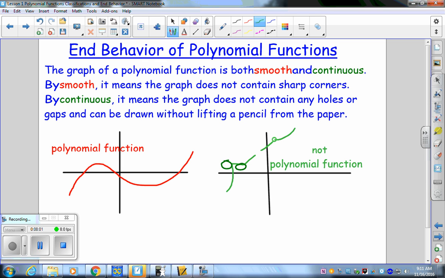And by continuous, it means a graph does not contain any holes or gaps. We will look at the concept of holes later on this year as we start graphing rational functions. But for right now, we will not be seeing any holes, okay? So essentially, the key is you can draw it without lifting a pencil from the paper. So on the left is a polynomial function. I know there's no arrows, but it's just smooth, and this is a cubic. On the right does not represent one.